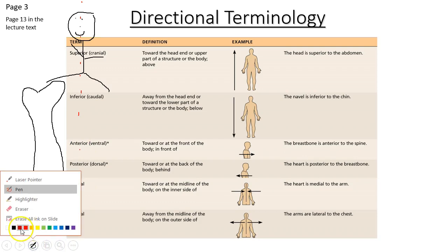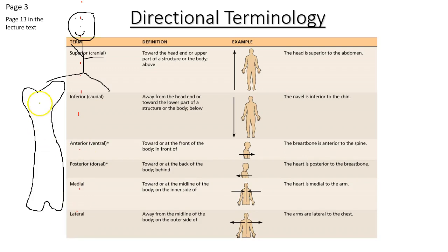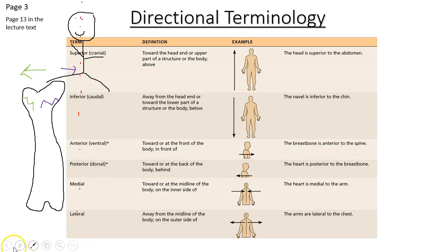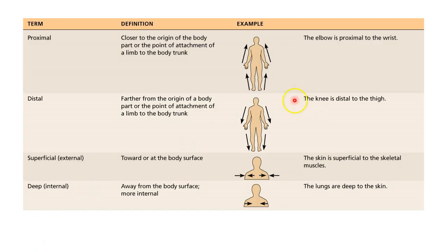So then, if you would have a fracture on this part of your femur, that would be a lateral fracture because it's away from the midline. But if you would have a fracture on this end of the femur, then it would be a medial fracture because it's closer towards the midline. So that's just a really good way to put that. So now we'll go to the next slide. Now we'll talk about proximal and distal.